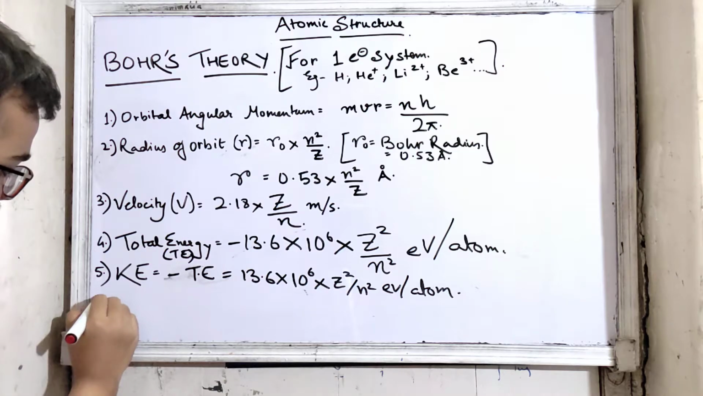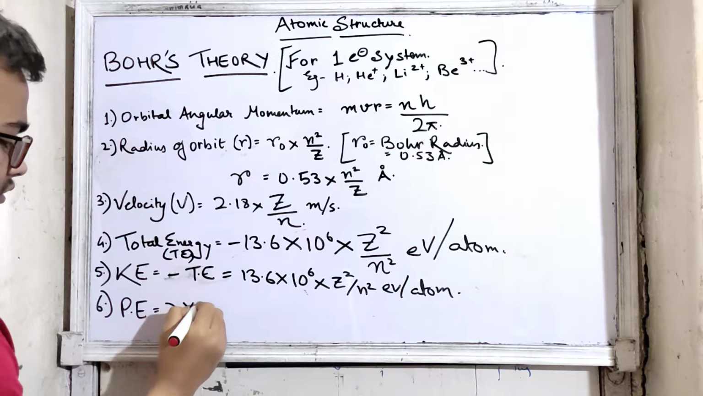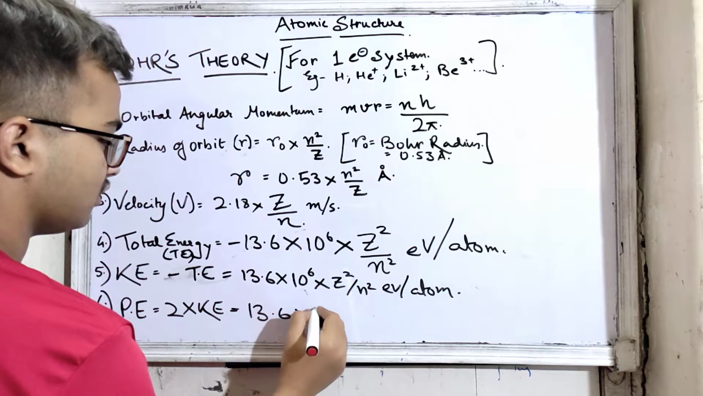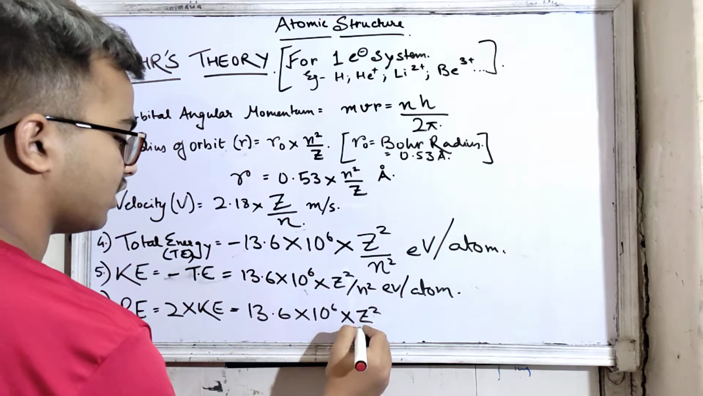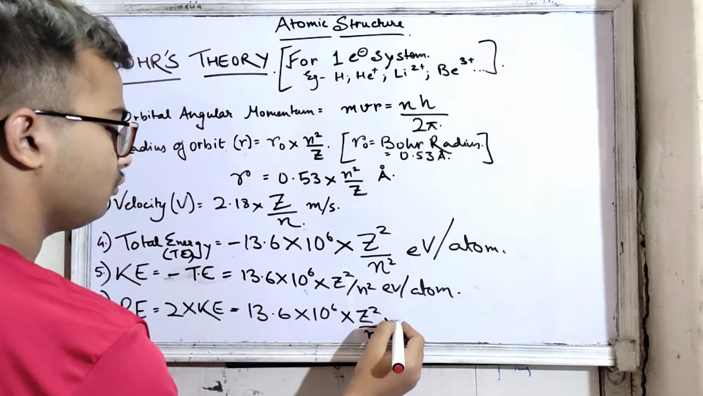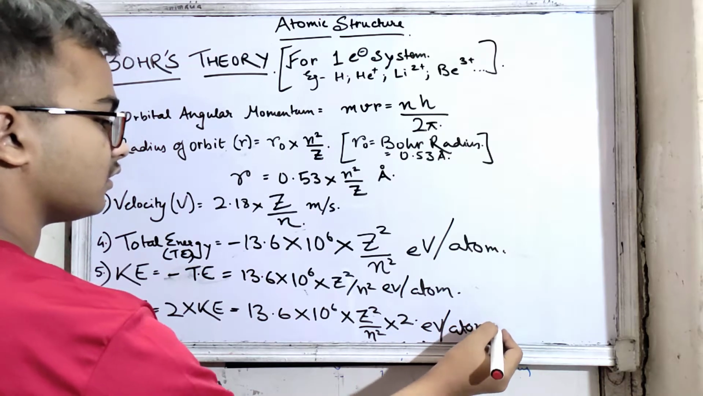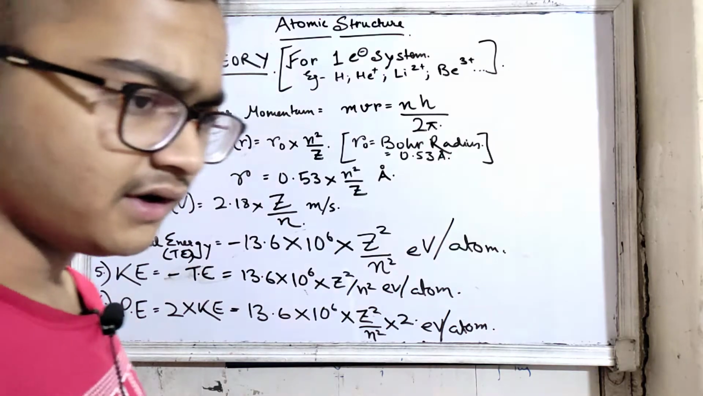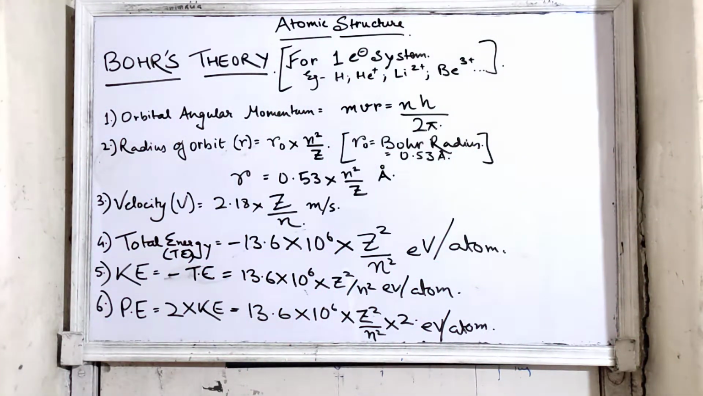Right. Number 6, potential energy or PE equal to 2 into KE, which is equal to 13.6 into 10 to the power 6 into z square by n square into 2 electron volt per atom. Okay, clear up to this much? So let's make it a bit more clear so that it is easier for you to copy and don't get confused. Let's make some markings.